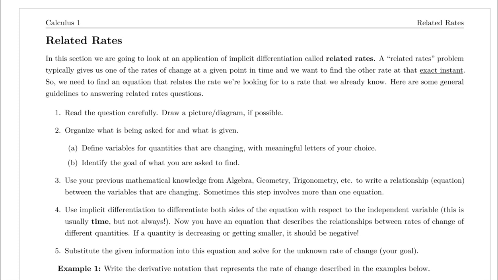In this section, we are going to look at an application of implicit differentiation called related rates. A related rates problem typically gives us one of the rates of change at a given point in time, and we want to find the other rate at that exact instant. So we need to find an equation that relates the rate we're looking for to a rate that we already know. Here are some general guidelines to answering related rates questions.